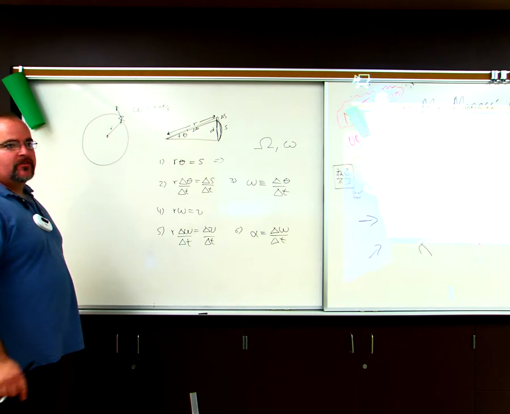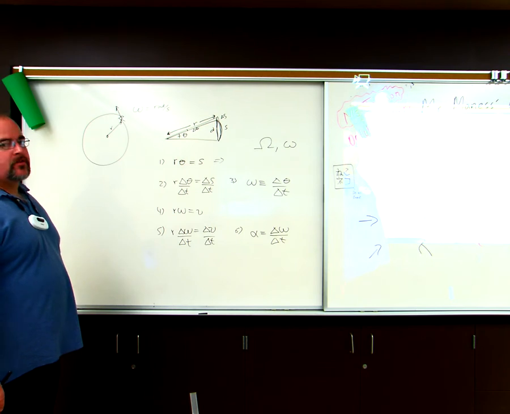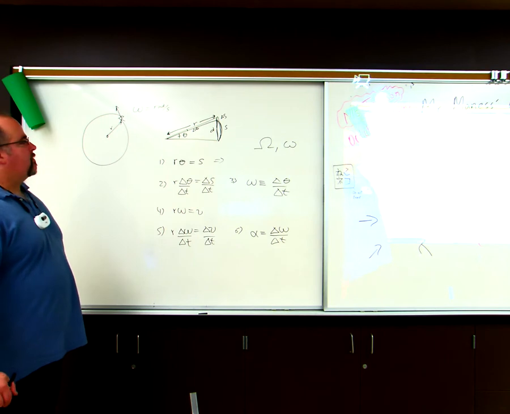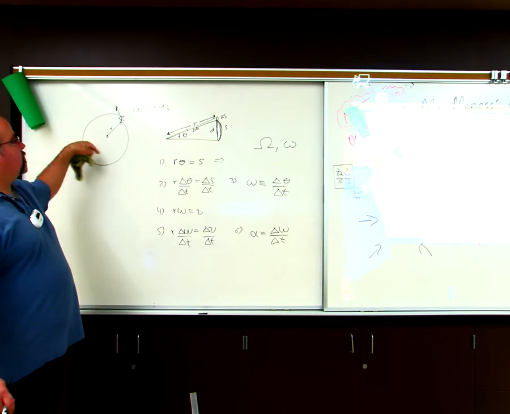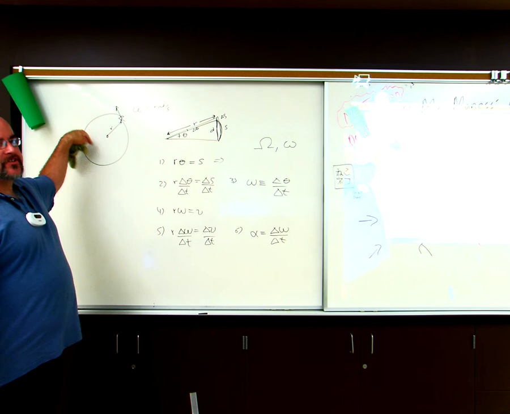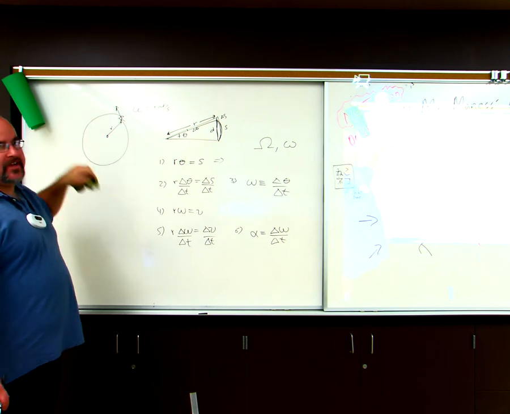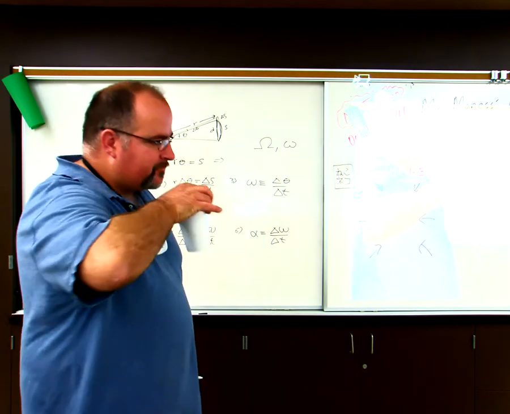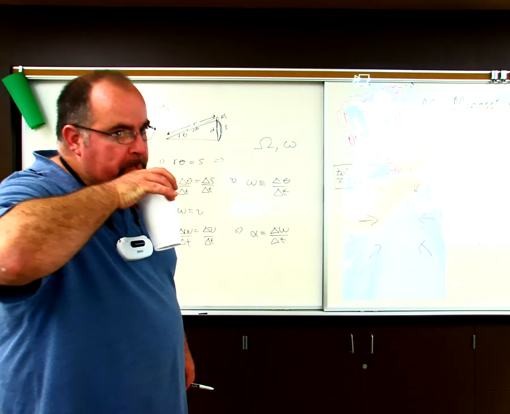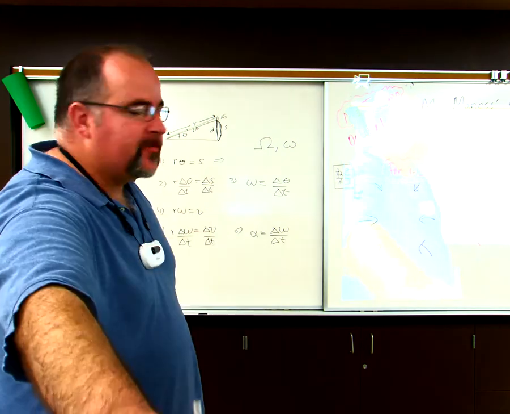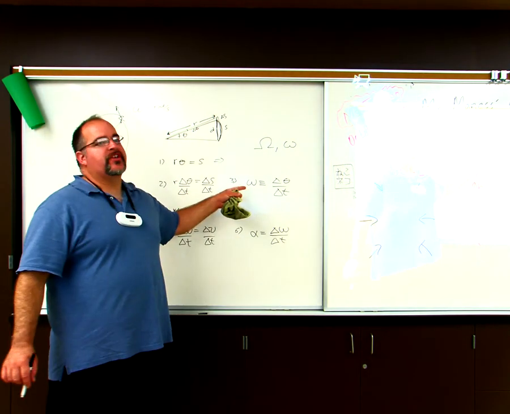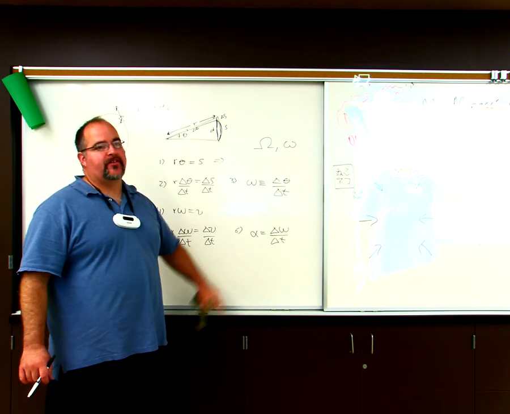What is omega? What does that represent? It's the amount of radians per second that the object is covering. Angle is in radians, not in degrees. So 1 revolution per second would be 2 pi radians per second.